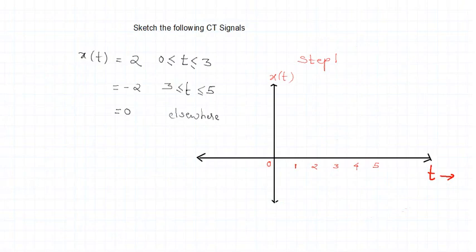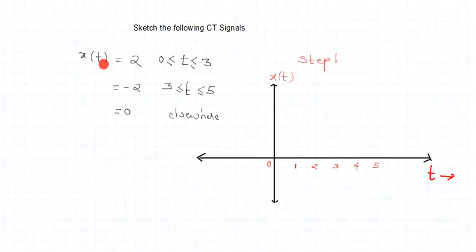Let us now start with a certain example. Right? So the title of the question is: sketch the following CT signals, right? So I have given an example of a signal xt. Look carefully at how I have described the particular example.